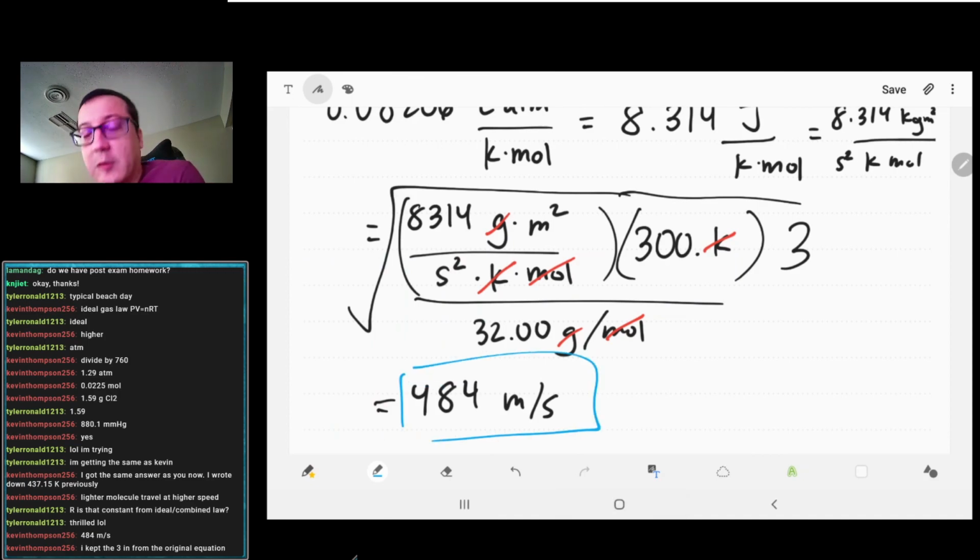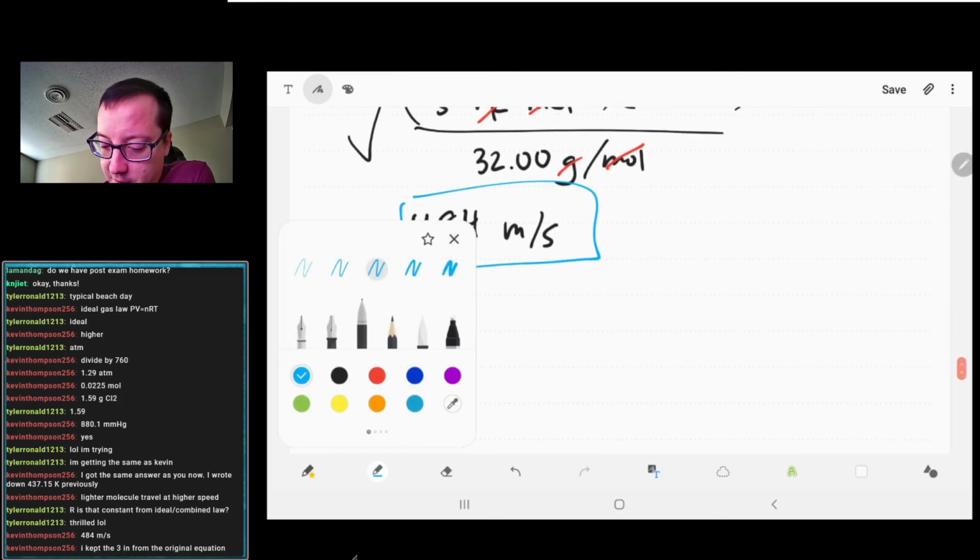Okay, so we're going to see that our oxygen molecule will have a root mean square speed of 484 meters per second. How exciting. Let's do it for one more gas. How about for HCl?